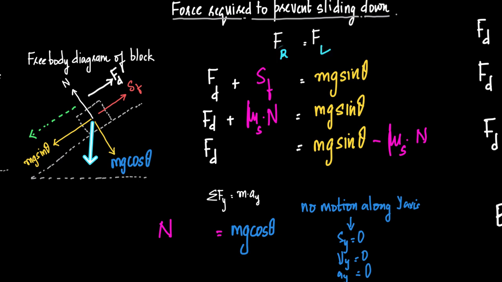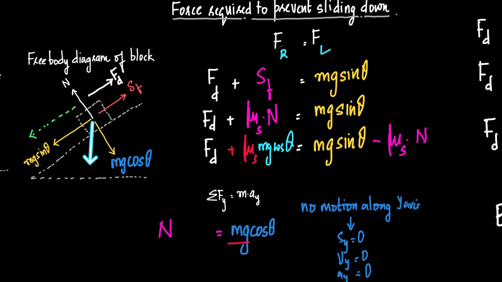Okay, so in the right direction, how many forces do we have? We have the force acting downwards, the force to prevent the downward motion, Fd, and then we have static friction, Sf, which is equal to, the only component acting here is mg sine theta. Now Fd plus, what is the value of static friction here? The value of static friction here is the maximum value of static friction, which is mu s into N. And what is N? N here can be written as mg cos theta, right?